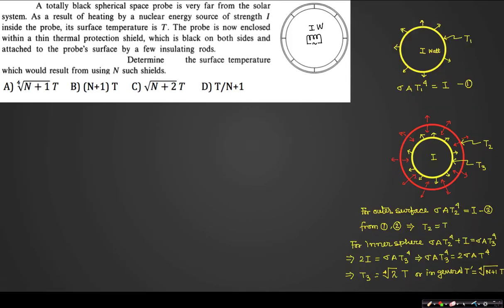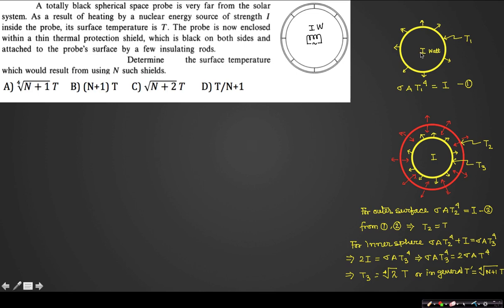So this is the solution of this question. Also, this question seems to be a tough one, but the solution is not that tough. You can understand it easily. Let us first consider this spaceship when there was no enclosed surface surrounding it.